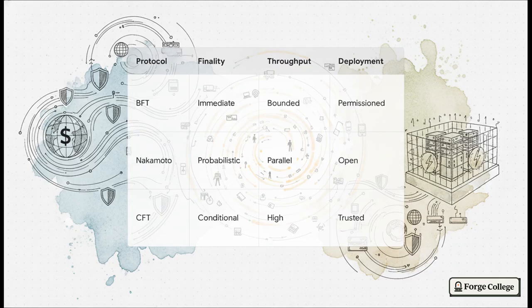If your goal is a totally open, permissionless network where anyone can join, you choose Nakamoto and you deal with the fluctuating latency. And for a private, trusted server cluster where you only worry about power outages, you use CFT. You always have to match the mechanism to the environment.